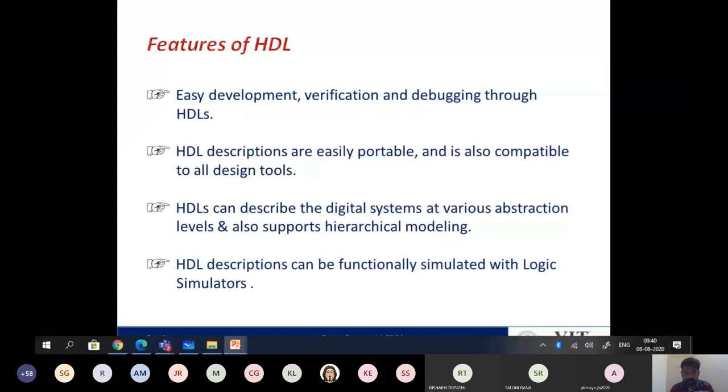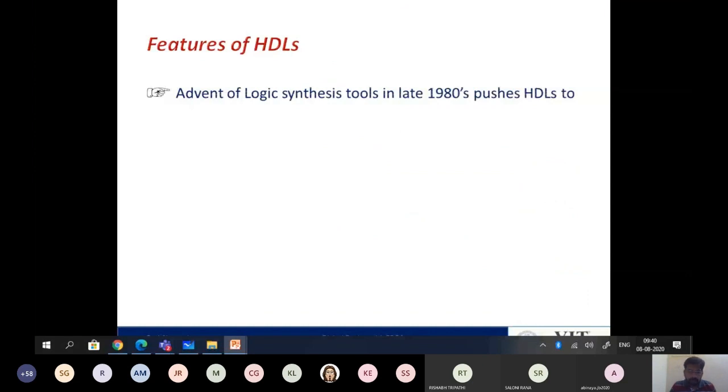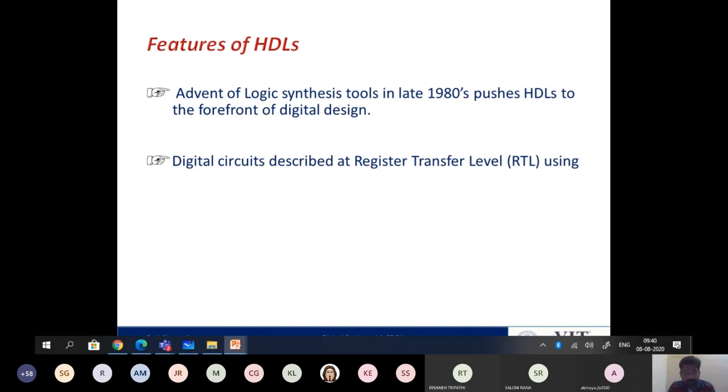And your HDL descriptions can be functionally simulated with a logic simulator, where we'll use models and a simulator to verify its functionality. Okay. Why did HDL become more important? Because the logic synthesis tools in the late 1980s pushed these HDLs to the forefront. That means how effectively this synthesis tool can understand the hardware description language and convert it to the equivalent hardware, right? So that gives the evolution of these HDLs, and the digital circuits which are described at RTL level using HDL can also be synthesized through an automated logic synthesizer tool.